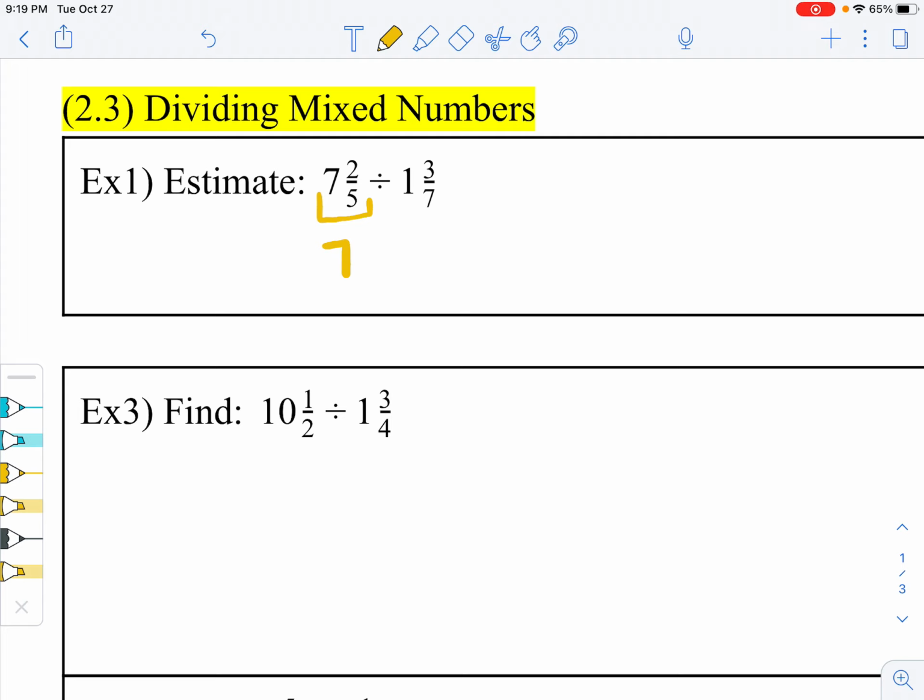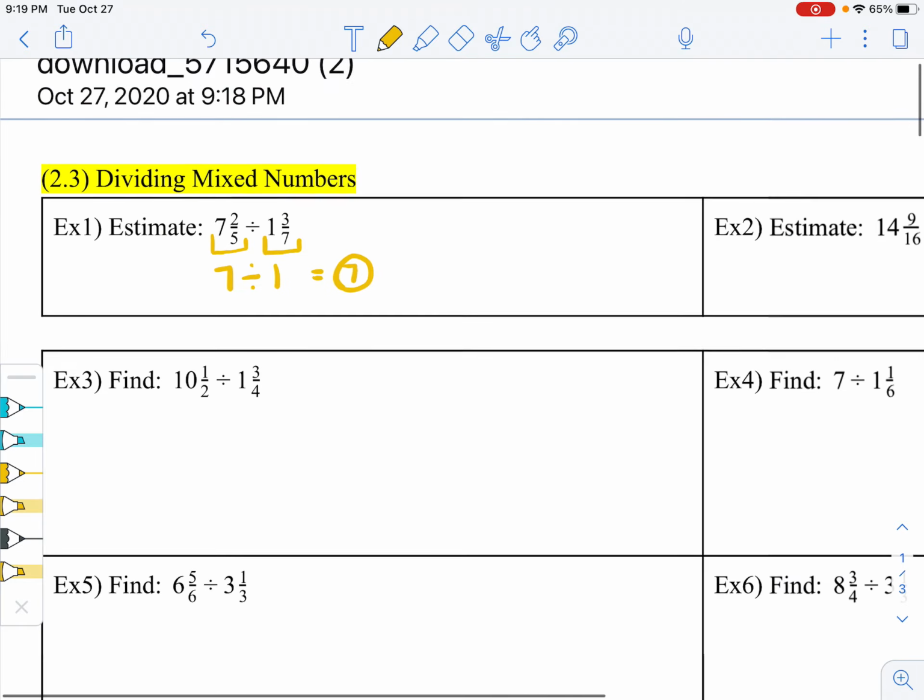So our question we can ask ourselves is, is 7 and 2/5 closer to 7 or closer to 8? Is 1 and 3/7 closer to 1 or closer to 2? Since 3 is less than half, that one will also stay down at 1. We have 7 divided by 1, which is 7.